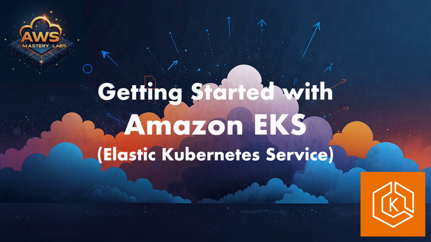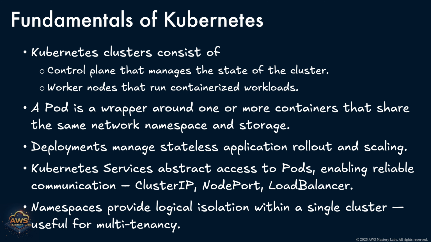Let's get started. Before we dive into Amazon EKS, it's important to understand the core fundamentals of Kubernetes, the container orchestration engine that powers EKS. At the heart of Kubernetes is its cluster architecture, made up of a control plane and one or more worker nodes. The control plane is responsible for making global decisions about the cluster, like scheduling, maintaining the desired state, and handling API requests, while the worker nodes actually run the containerized applications in units called pods.